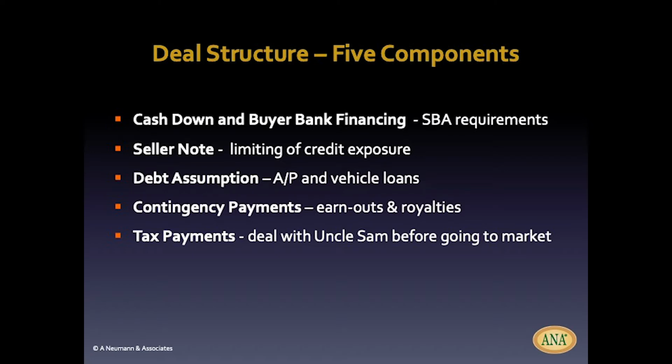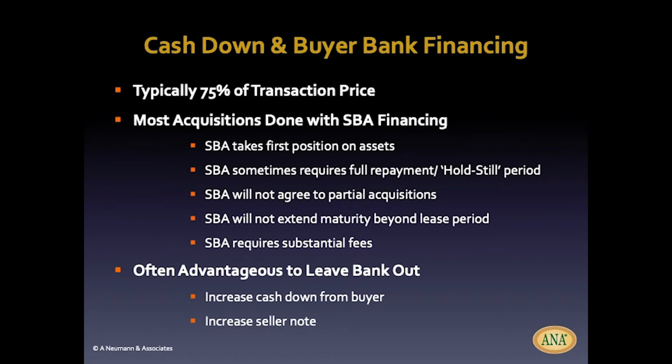Now, specifically looking at these components, cash down and buyer financing is around 75% of the transaction price. It varies, but that's a very good rule of thumb. Most acquisitions are executed with SBA financing, meaning the SBA has a first lien on the assets. Sometimes the SBA requires full repayment for the whole period. The SBA will not agree to partial acquisitions. Typically, the SBA will not extend the loan for longer than the lease in place for the respective property. Last but not least, SBA financing is not inexpensive, quite often requiring quite a bit of fees.